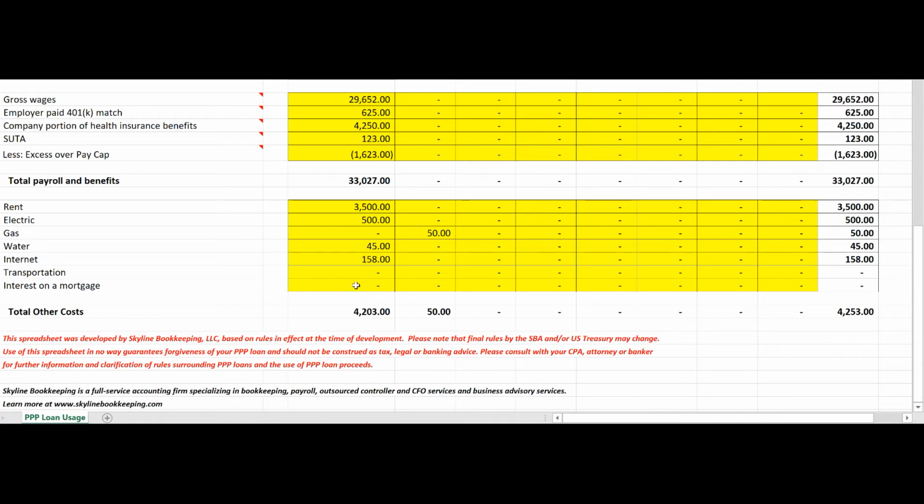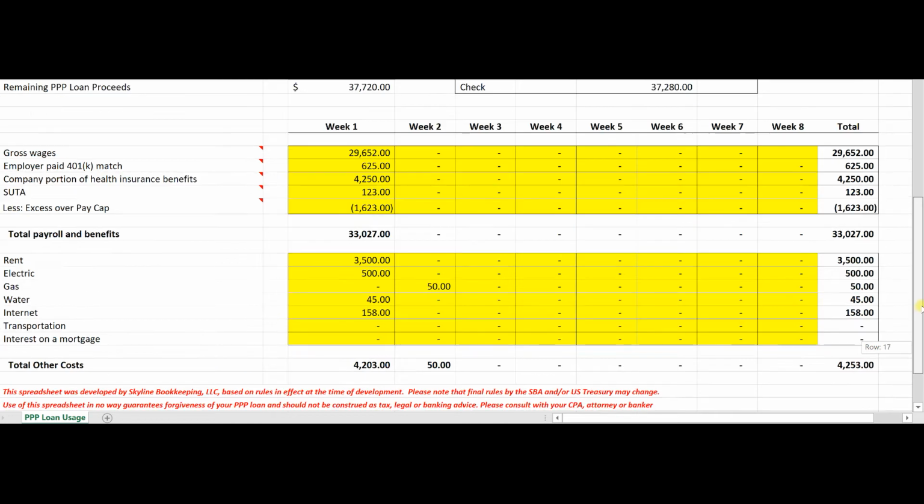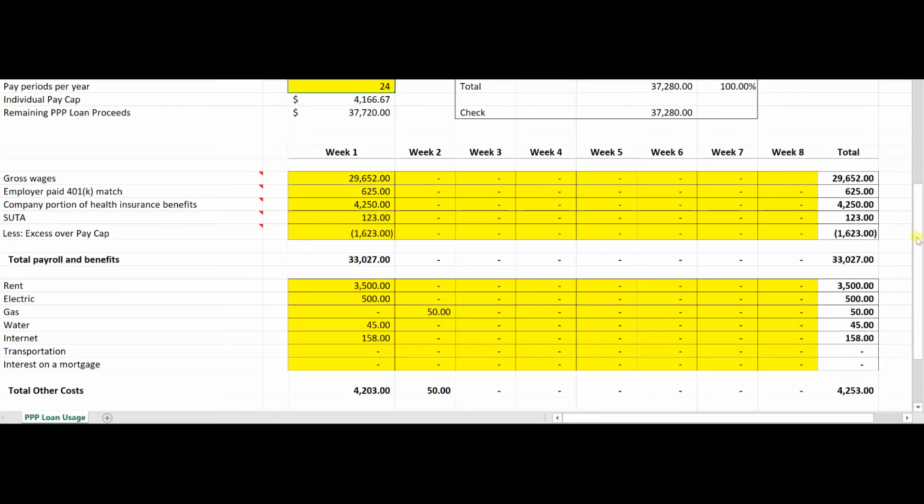Again, keep in mind that we are only recording it at the time that it came out of our bank. So if I'd paid rent on that week and it came out of the bank on that week, I want to make sure that I'm recording it at that time period. So same with week 2, week 3, so on and so forth. And you'll keep repeating this until the end of your 8-week period.